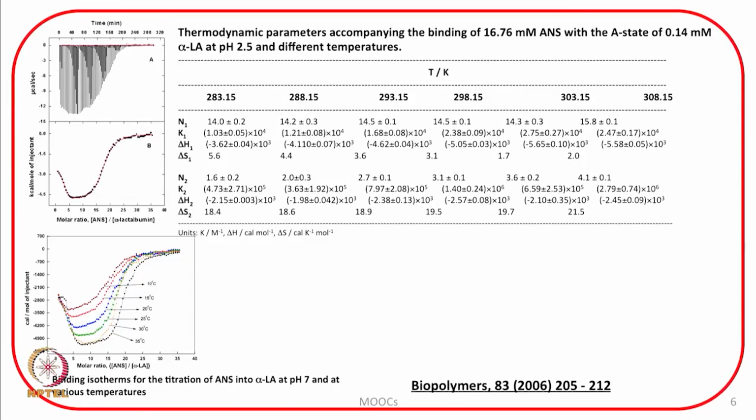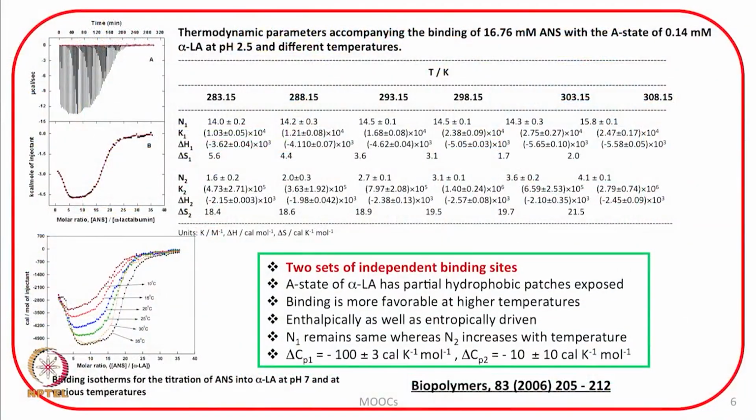But what are the main features, main conclusions from this kind of experiment and the data analysis? Let us take a look at what is observed over here: that there are two sets of independent binding sites, and it is already known that the A state or molten globule state of alpha lactalbumin has partial hydrophobic patches exposed. That is well known, because any intermediate state is supposed to be in a conformation which is in between the native and the denatured state.